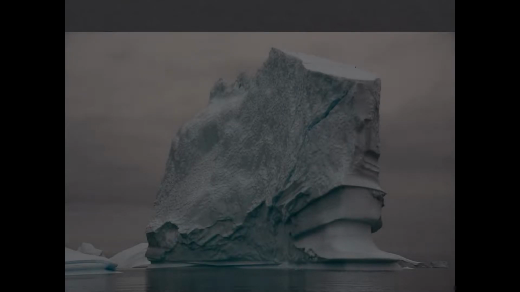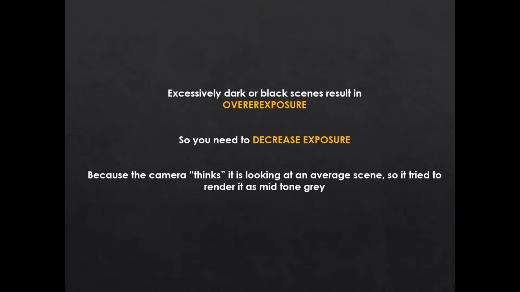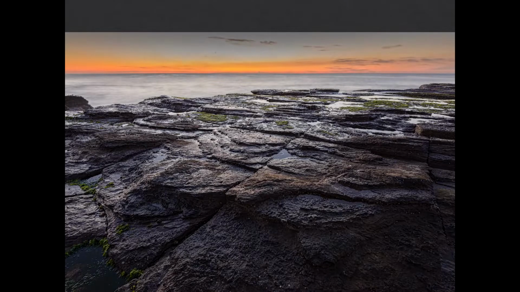And a scene like this iceberg we looked at earlier, the camera would tend to underexpose because it's a bright scene. It wants to render the middle tone grey, and so you would need to increase the exposure setting on your camera. In other words, go into the plus. And likewise, when you have a very dark scene, the camera will tend to overexpose if there's an excessive amount of dark areas, so you need to decrease the exposure. For the same reason, it's trying to render the middle tone grey. So in this situation here, we had a lot of dark rock in the foreground, and that threw the meter out, and so you needed to reduce the exposure, go into the minus, and adjust the exposure accordingly.